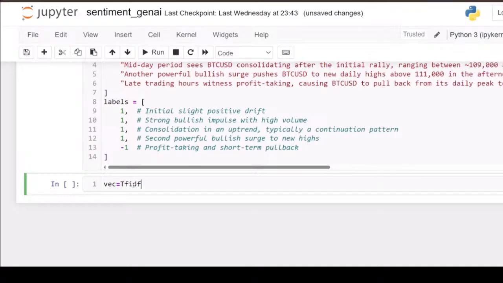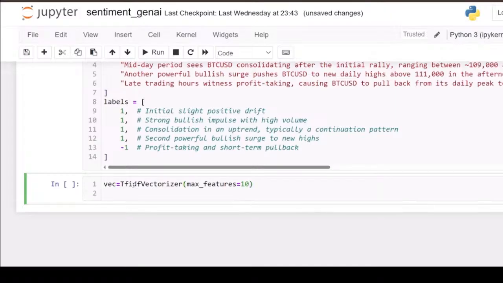So it will be TfidfVectorizer. In this vectorizer I have to give max_features, which will be kind of trying to get some 10 in the best dimension. This is the thing we have to say, and we need to fit this. So vec dot fit_transform, we have to give it news, and fit_transform we have to say.